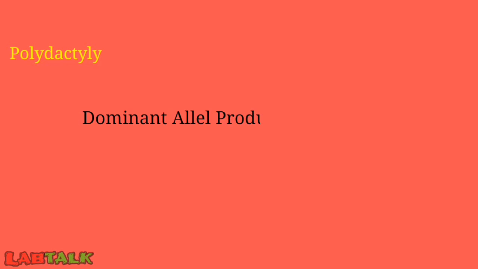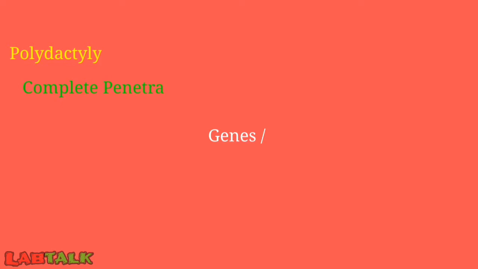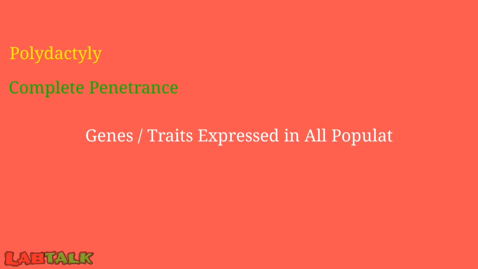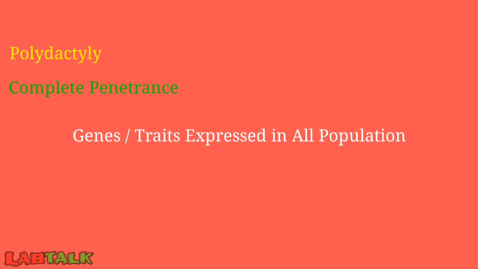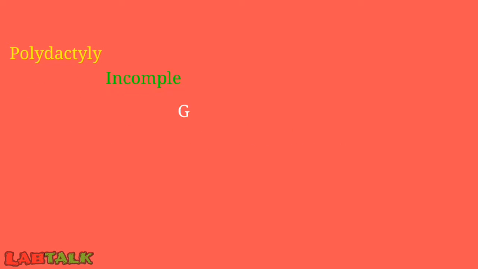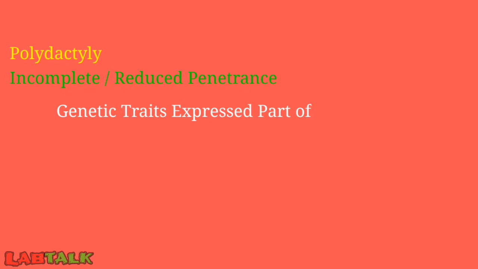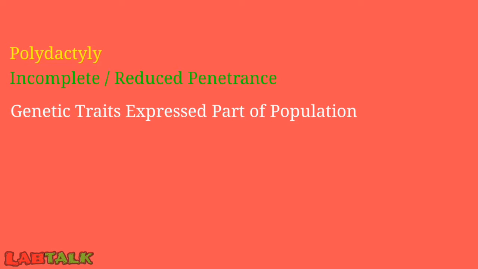Polydactyly is the presence of extra fingers or toes. A dominant allele produces polydactyly in humans, but not all humans with the allele display the extra digits. Complete penetrance means the gene or genes for a trait are expressed in all the population who have the genes. Incomplete or reduced penetrance means the genetic trait is expressed in only part of the population.